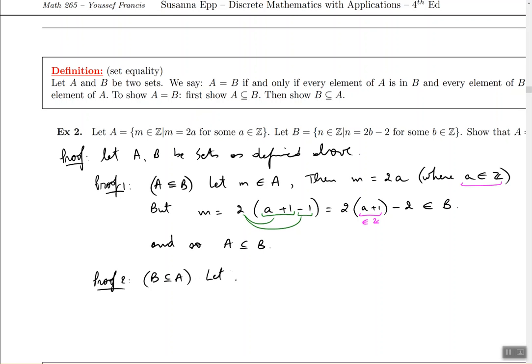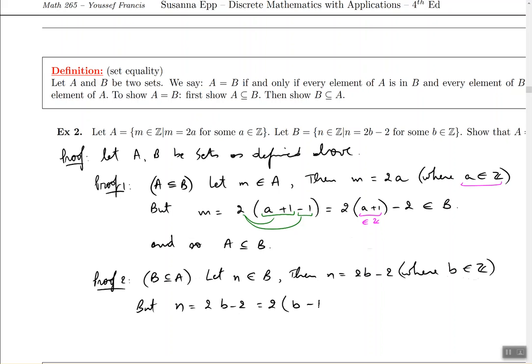In this case, we're going to pick an element, let's say n, from the set B. Then n will look like 2b minus 2, where little b is an element of the integers. Now my goal is to make that number look like something from A. Everything in A looks like 2 times an integer, so if I take n and factor the 2 out, I end up with 2 times (b minus 1). Since b was an integer already, b minus 1 is still an integer. And that's pretty much it.